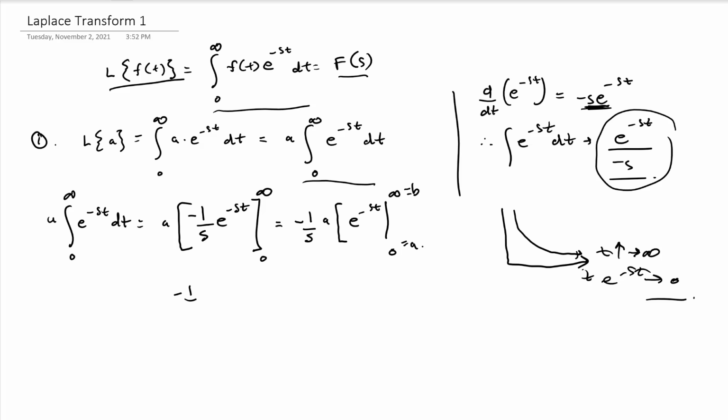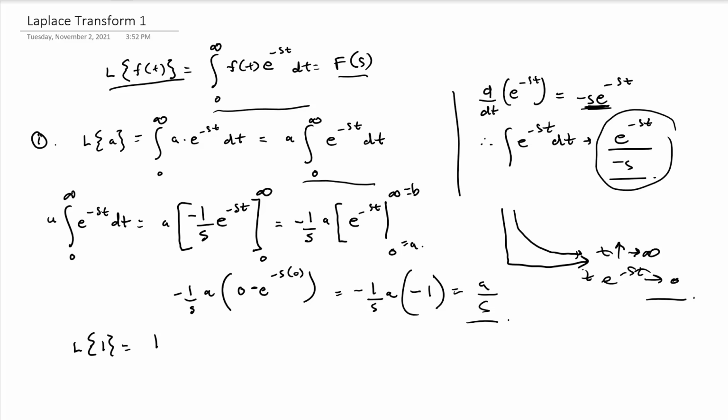So we have minus 1 over s multiplied by a, 0, minus, and then e to the minus s times 0, for t is 0. Then we have minus 1 over s times a, and then anything to the power of 0 is 1, so this is minus 1. Therefore, our answer is a over s. In other words, if a is 1, the Laplace transform of the constant function 1 is just 1 over s.